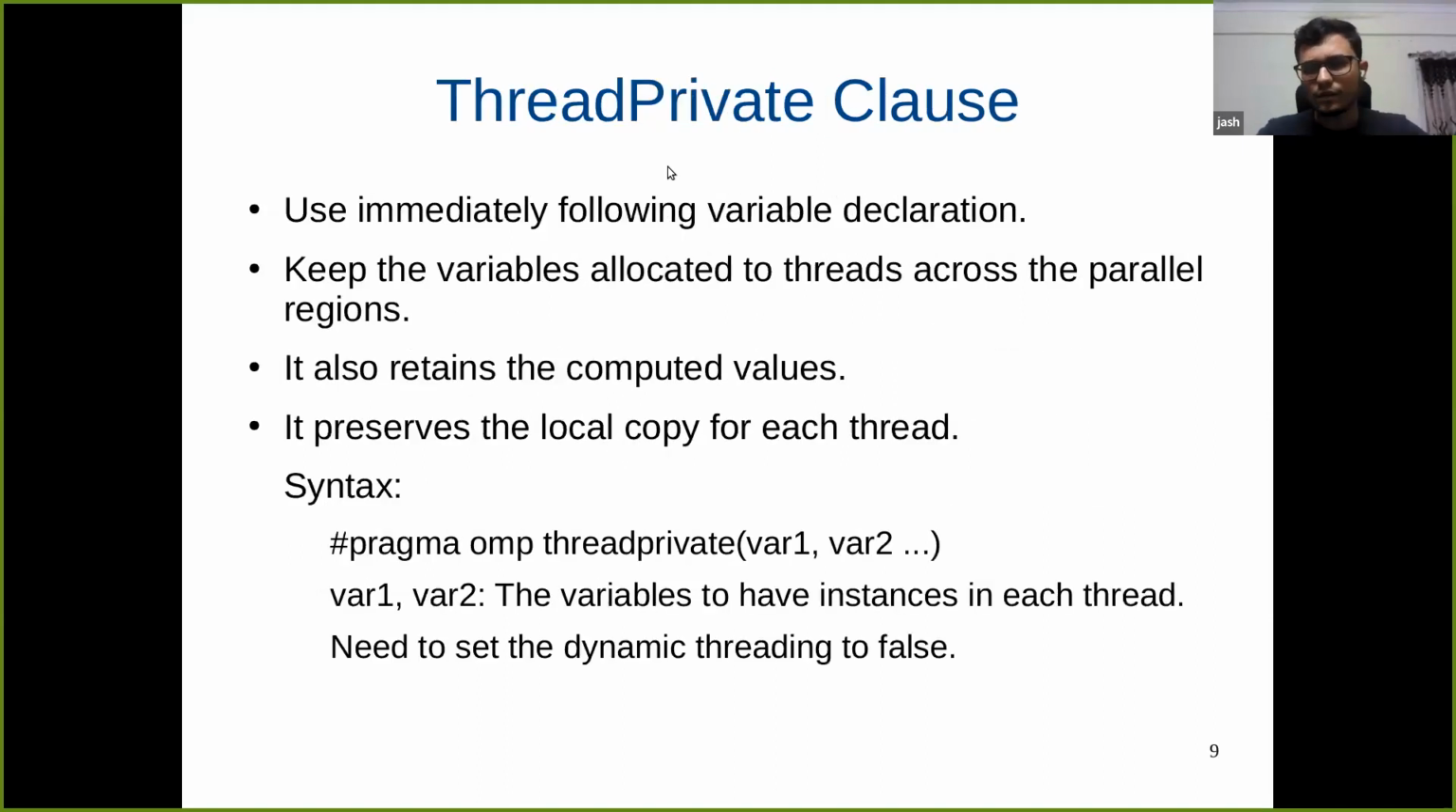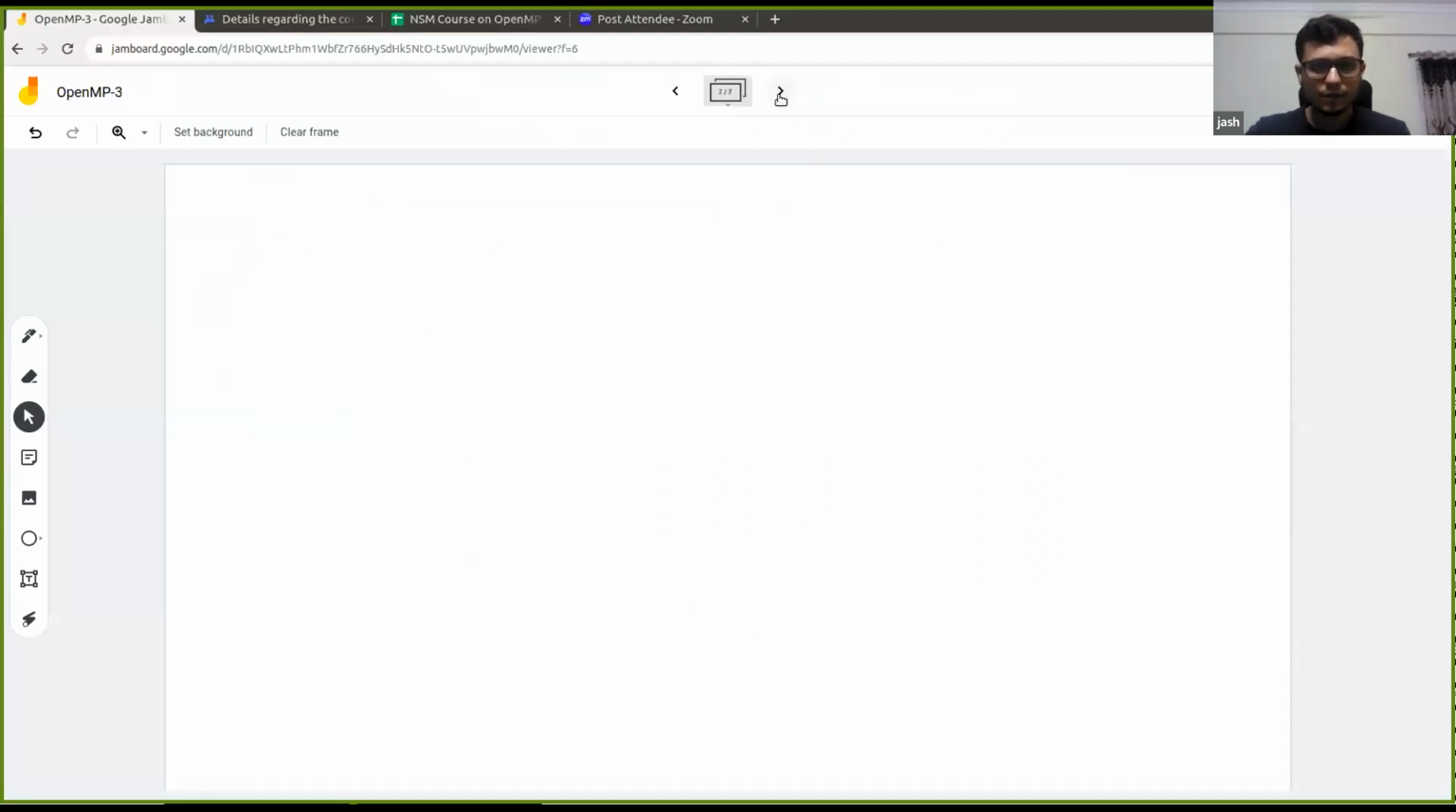Now let us look into another clause, which is the threadprivate clause. So let us come to this clause. What this clause does is that it does a kind of global declaration of a variable or variables for all the threads across all the parallel regions. So let us try to understand this with an example. Let me go back to my whiteboard.